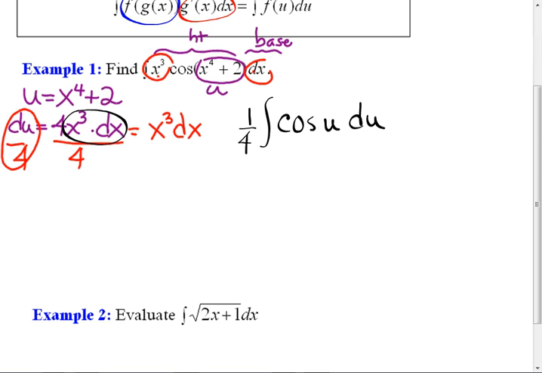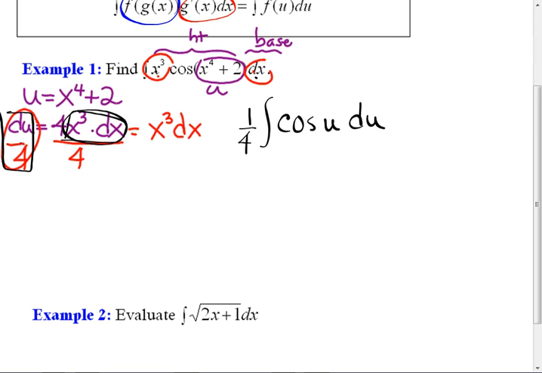Now, do I know how to do that? This x cubed dx is the same as 1/4 of du. So I replace this x cubed dx, Eric, please. x cubed dx is equal to 1/4 du. So I'm going to take out the x cubed dx and replace it with the 1/4 du. Okay?